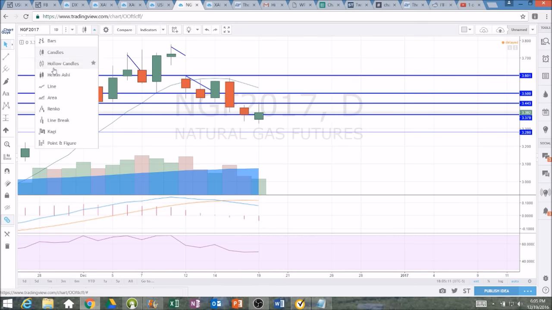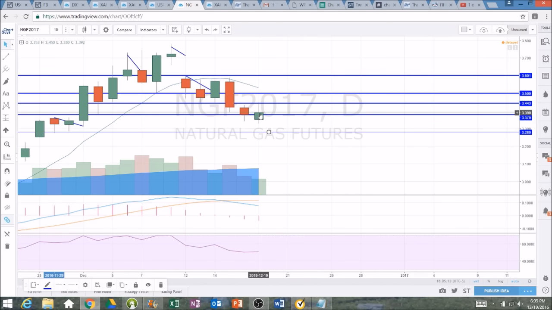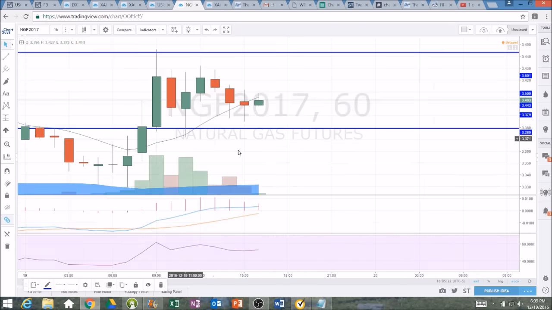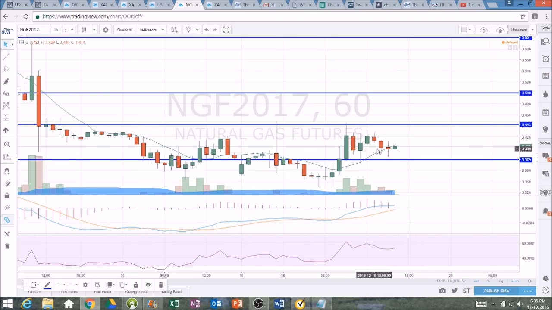Clear resistance, and in terms of support, it's that low 333. And I do believe that the bulls are going to give that another shot to that resistance, 344, if not overnight, then early in the morning. Worth keeping an eye on.